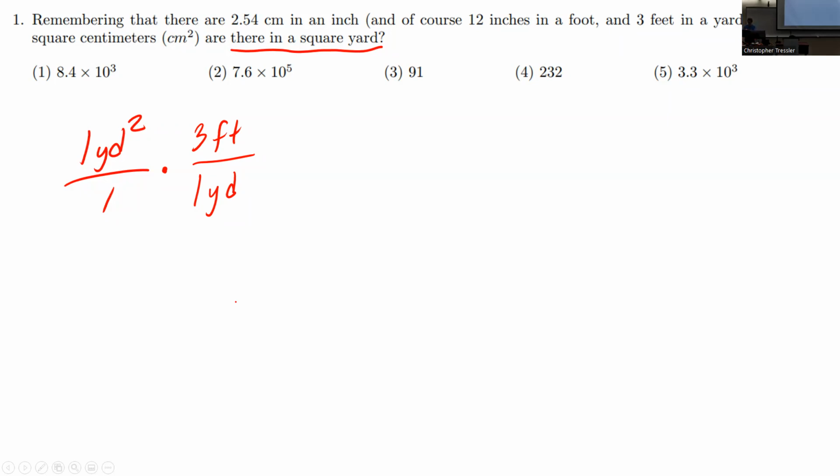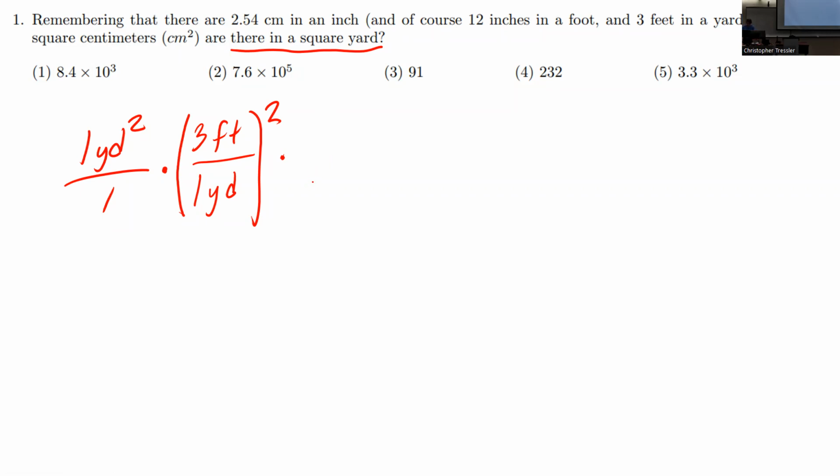So in order to get rid of another yard, the easiest way to do that is actually to square this. And now notice we're going from yards squared. Yard squared is going to cancel out, and now we're going to be in feet squared. Does that make sense to you guys? Hopefully. So then after that, we're going to go from feet squared to inches squared.